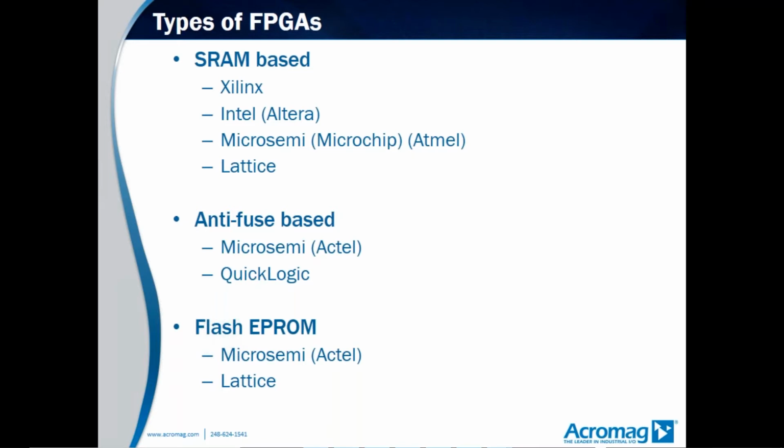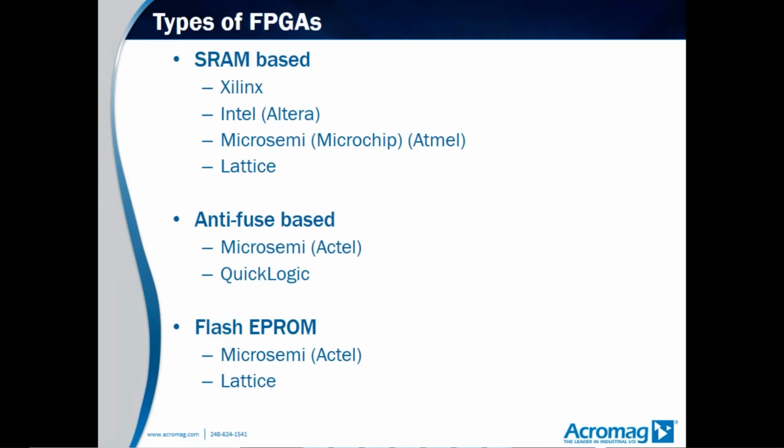There's a couple different types of FPGA architectures. SRAM based is the most notable, and it's basically a volatile architecture. What that means is that when you power down the chip, you lose the contents. So these FPGAs need to be programmed upon power up, and that's where the configuration flash comes into account with the bit stream to program these. Xilinx and Intel Altera are the two largest manufacturers of SRAM-based FPGAs. Microsemi and Lattice also produce SRAM-based.